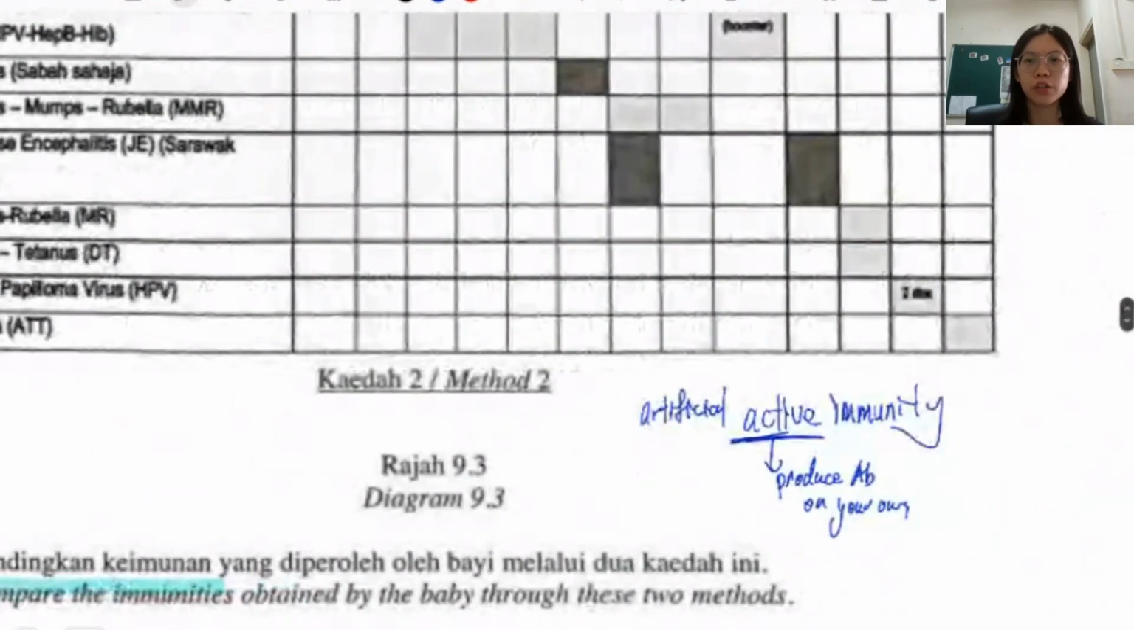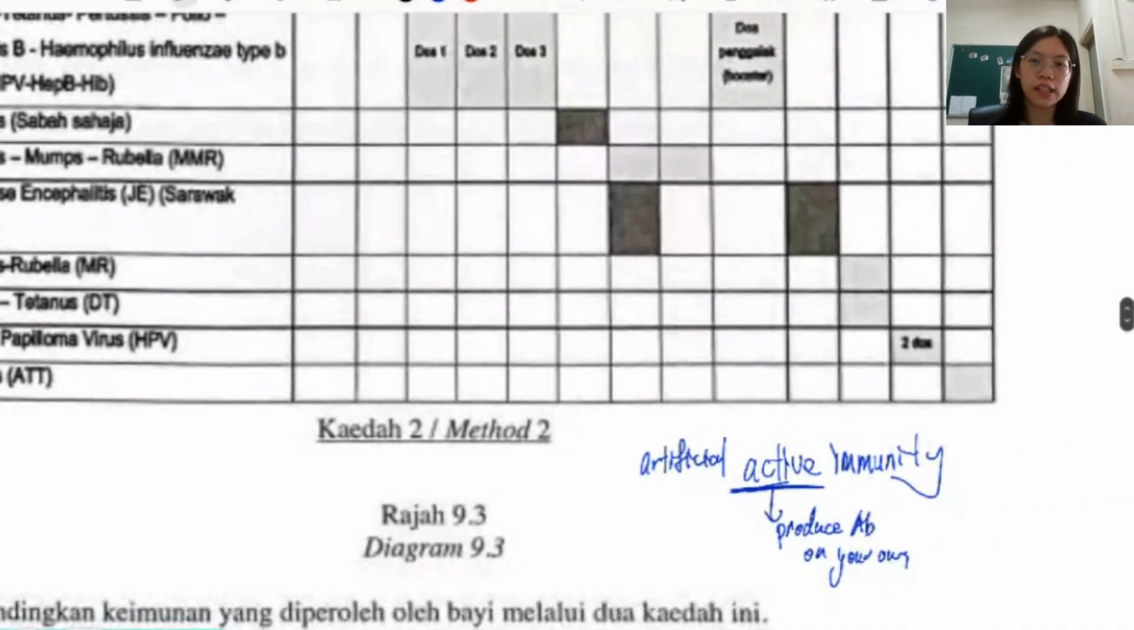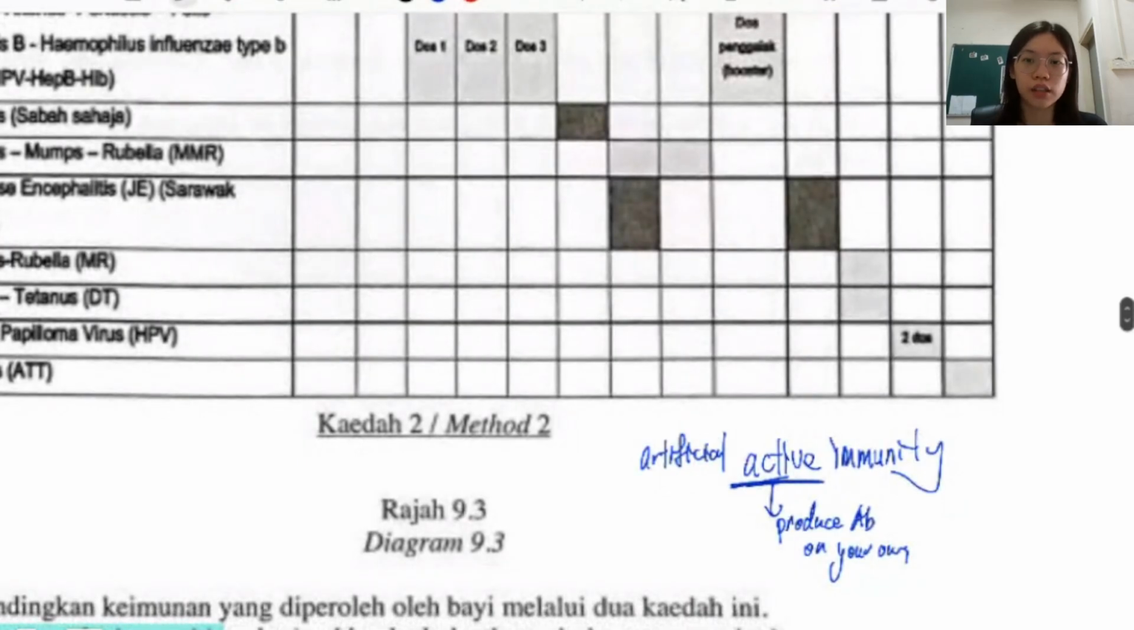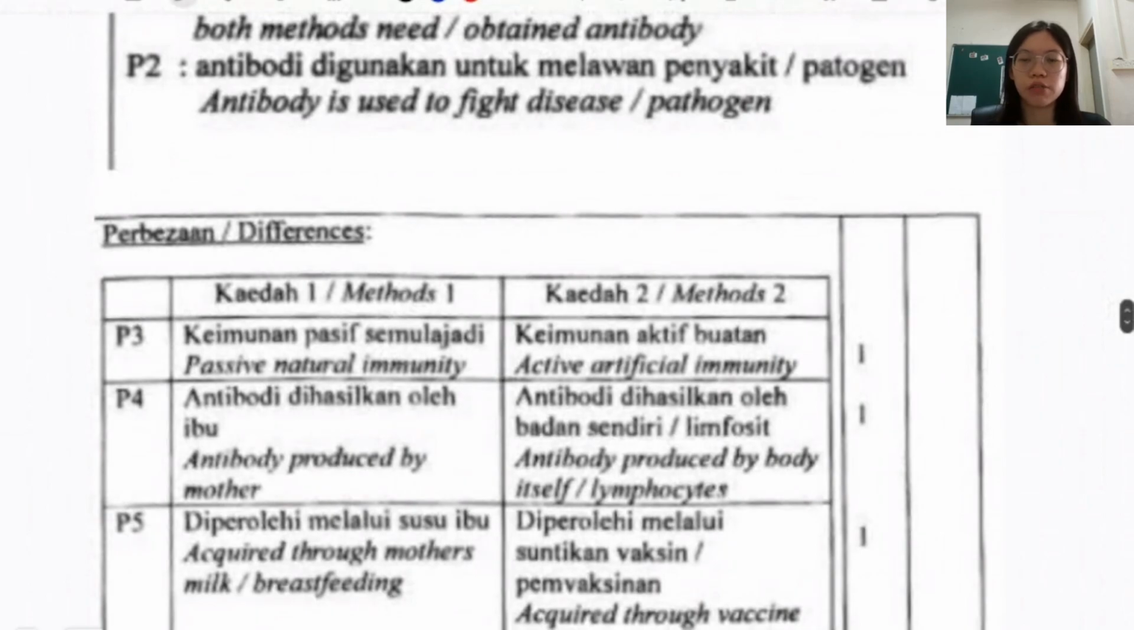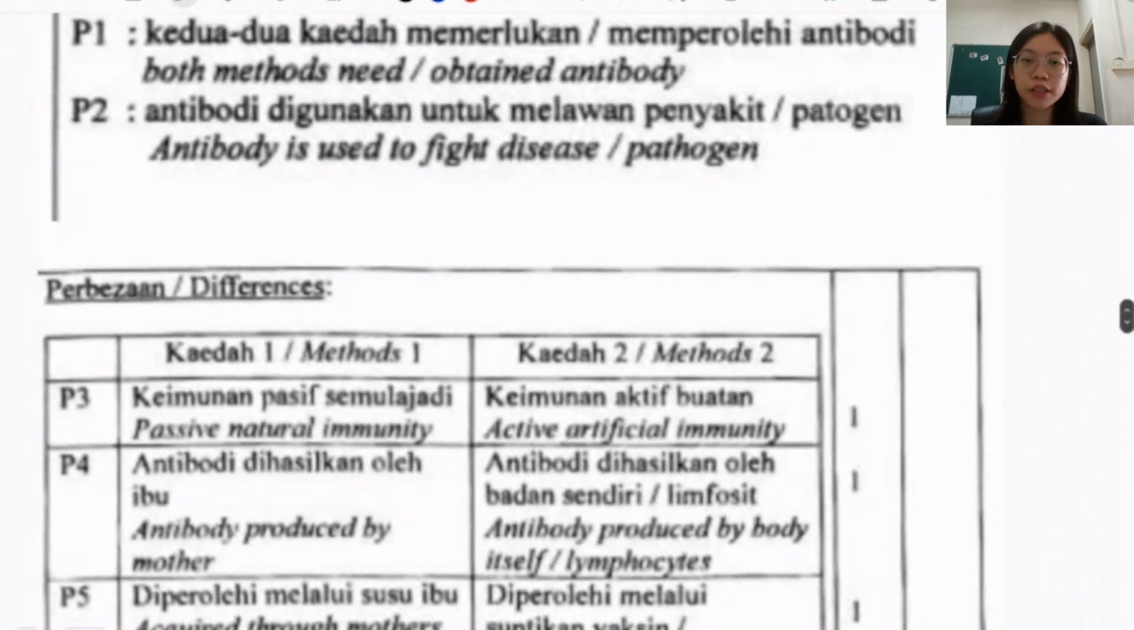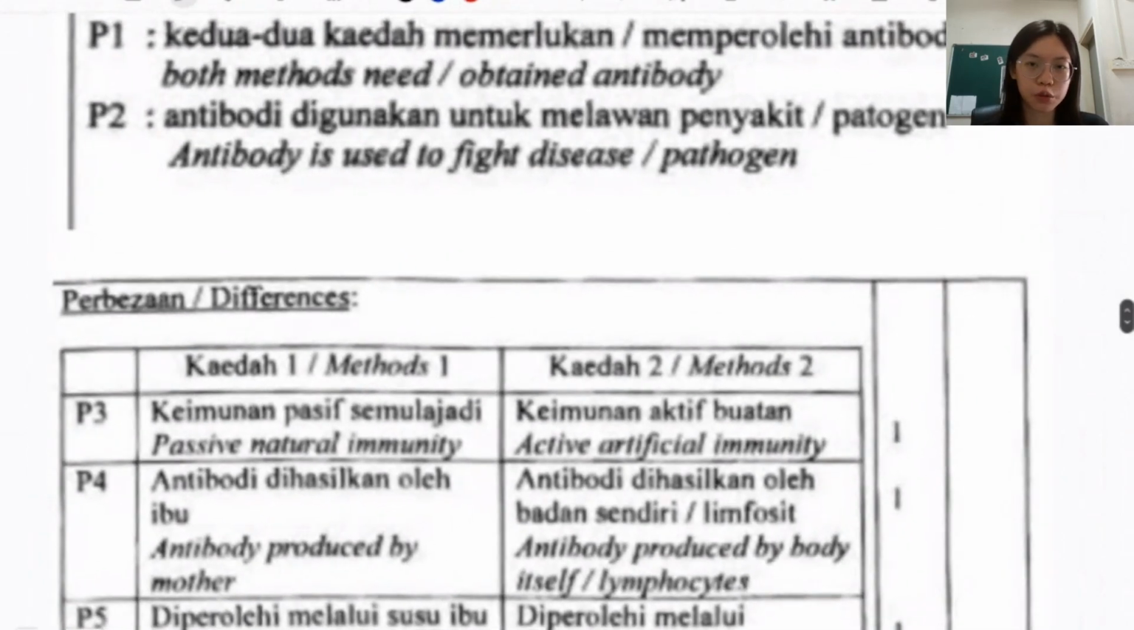So when you want to compare, you not only have to say passive or active, you also have to state whether it is natural or artificial. So the direct answer is just to write out passive, natural, and active, artificial. And then you can emphasize where the antibodies come from. It is produced by the mother. And then for method 2, since it's a vaccine, it is produced by the body itself.